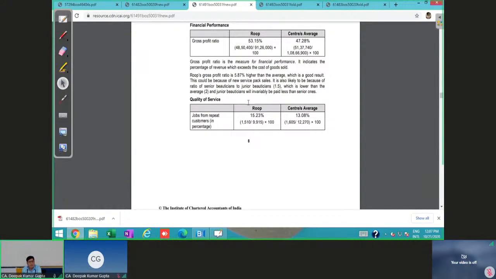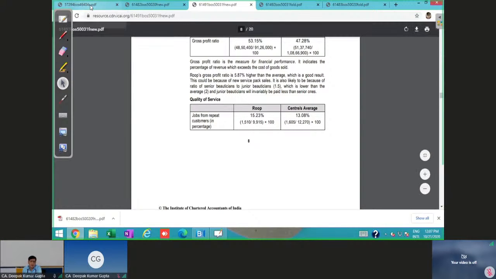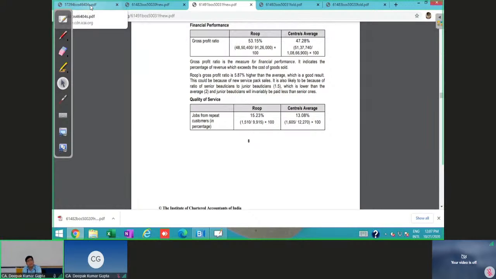Next dimension is quality of service. Quality of service depends upon the number of repeat customers. If we see the ratio, the average center is 13.08%, against which Roop's percentage is 15.23%, which is higher. Again, this is a good performance indicator.